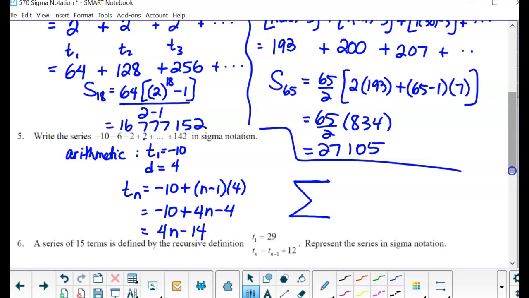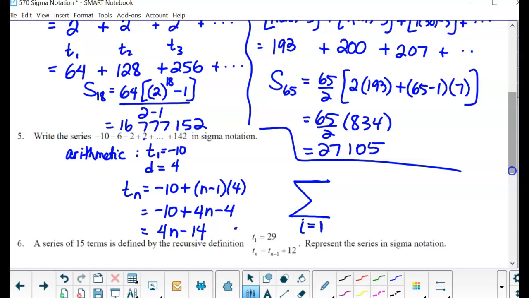Oftentimes, actually, when you get into Math 30 and 31 and use it, we keep n separate because we might go to n, which means that's the nth term. So we often use i's, j's, or k's. So I'm going to use i in this case, and I'm going to start with i equals 1, because we're going to start with our first term.